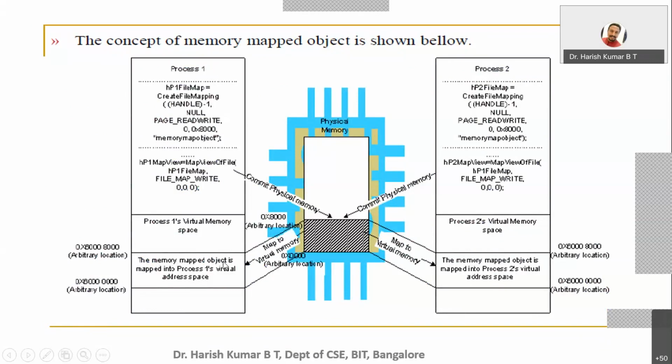The memory mapped object is mapped into process 1's virtual address space. And similarly here, the memory mapped object is mapped into process 2's virtual address space. This is the mapping, and this is the committed physical memory. Before anything gets transferred, it is initially read or written to this virtual memory. From here, it gets mapped to the other place.